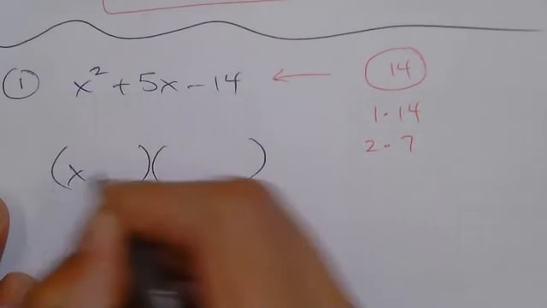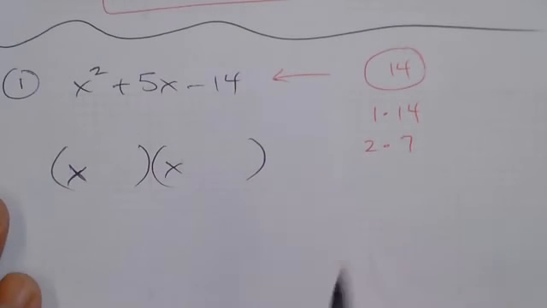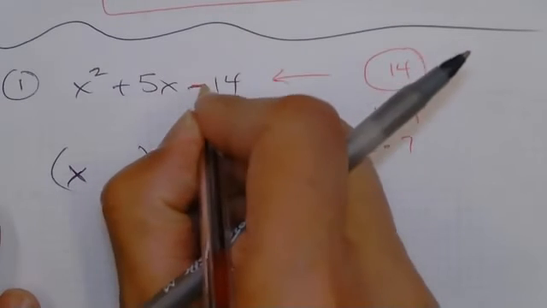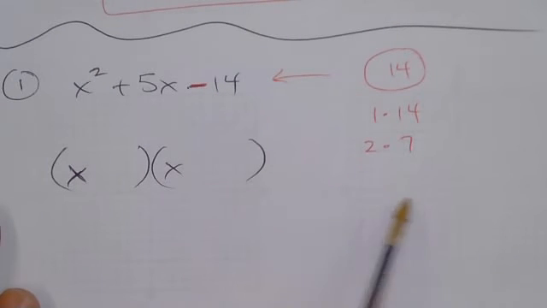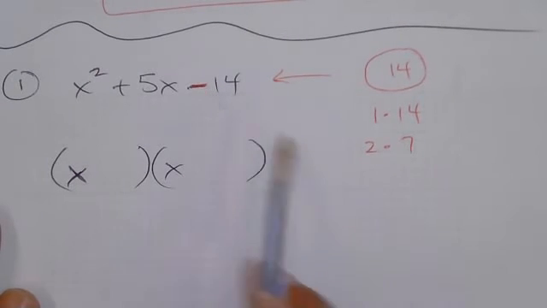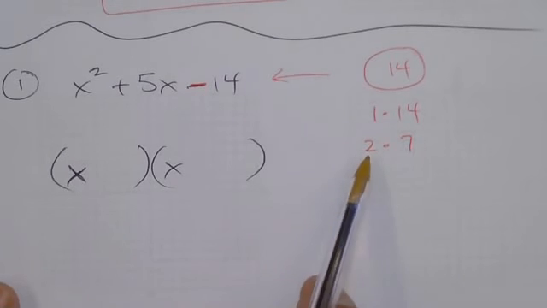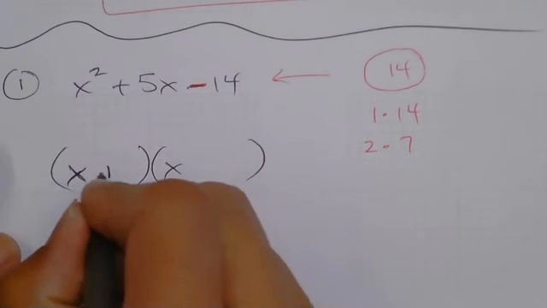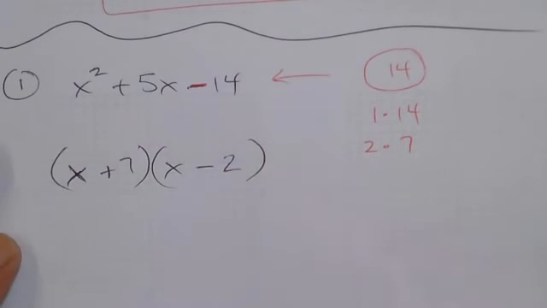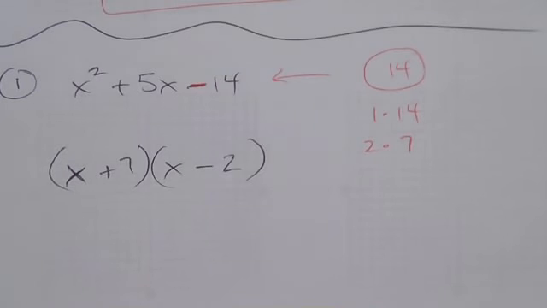Everybody know which one we're going to use? Again, how do we know if we have to add or subtract the numbers? You look at this sign. The 14 tells me what numbers to write, the list here. But this tells me that from this list, I have to subtract the numbers to get a positive 5. Okay, does everybody agree it's going to be positive 7 and negative 2? Yeah. We already learned this. You guys are good.